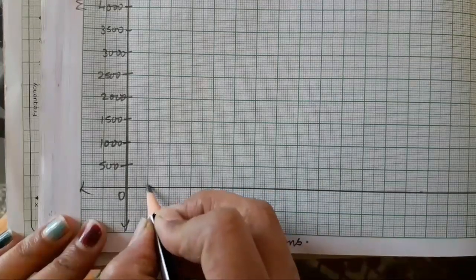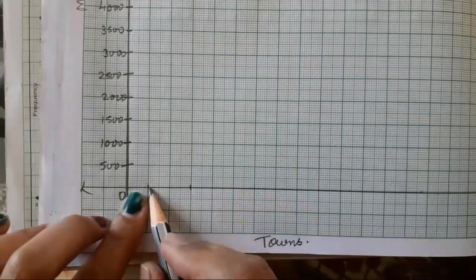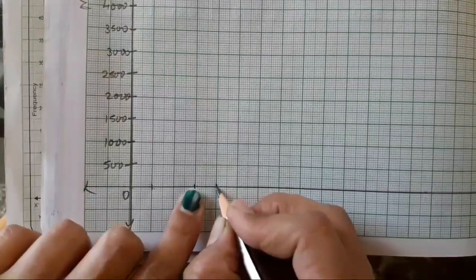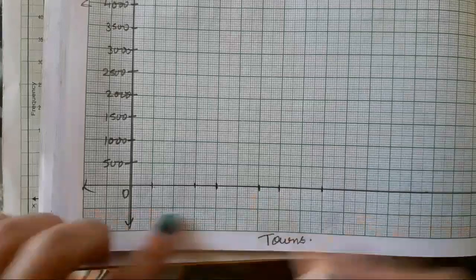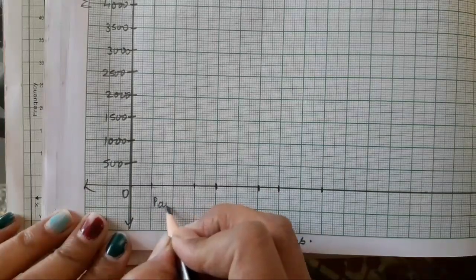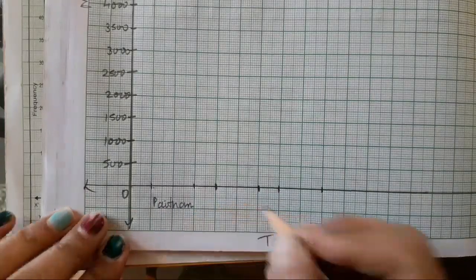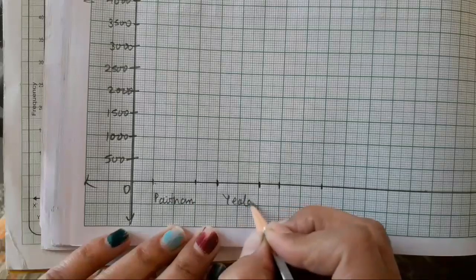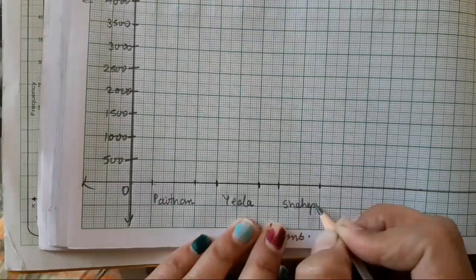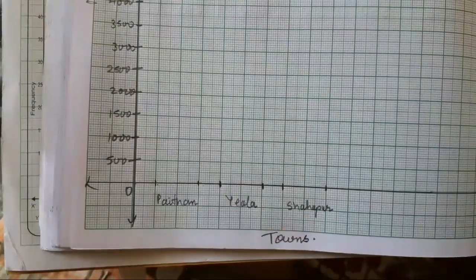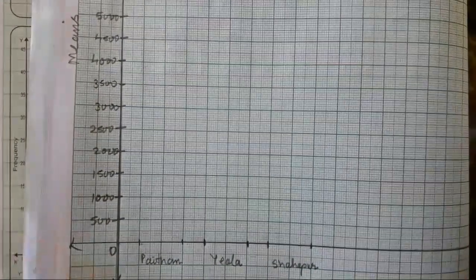Again leave 1 centimeter and 2 centimeters from here I am going to take. Again 1 centimeter, 2 centimeter bar. Okay, so this is going to be my Paitan, this is going to be my Yeola, and this is going to be my Shahpur. Okay, so everything is ready. Now we have to just draw it.